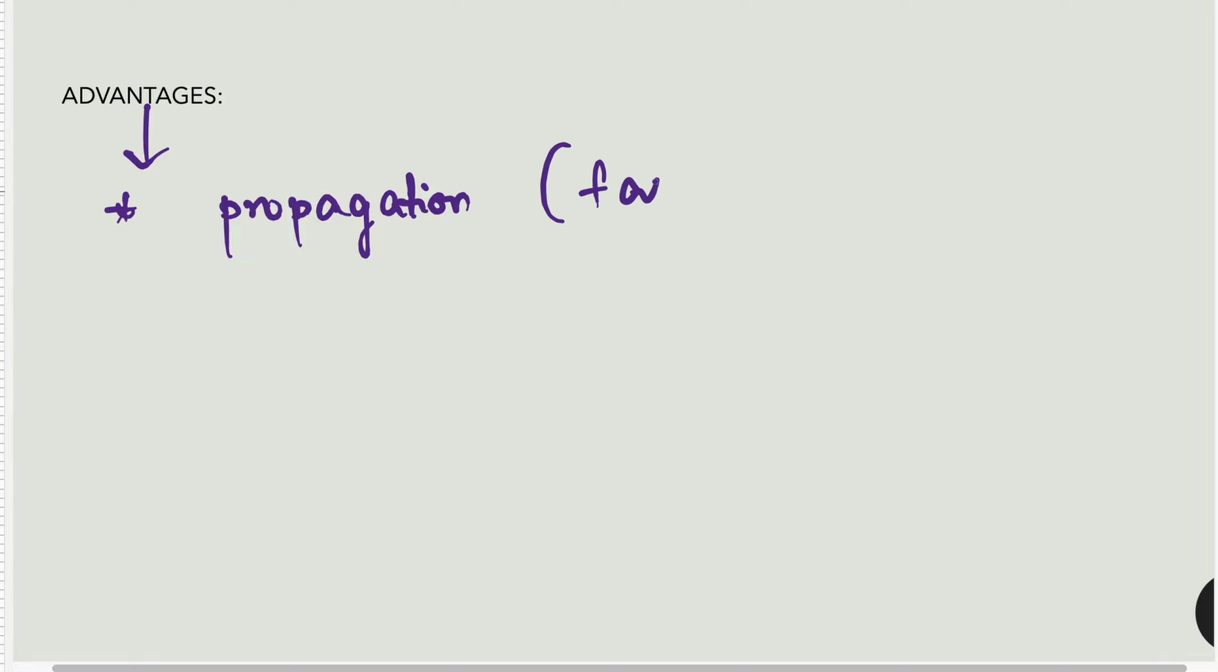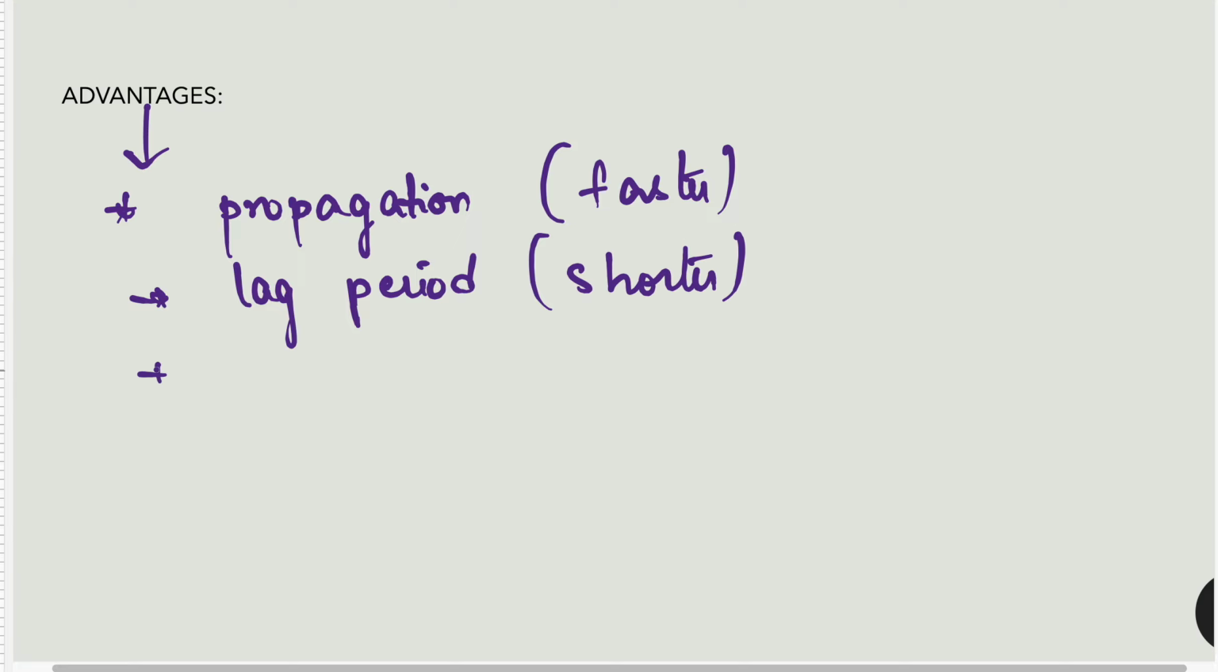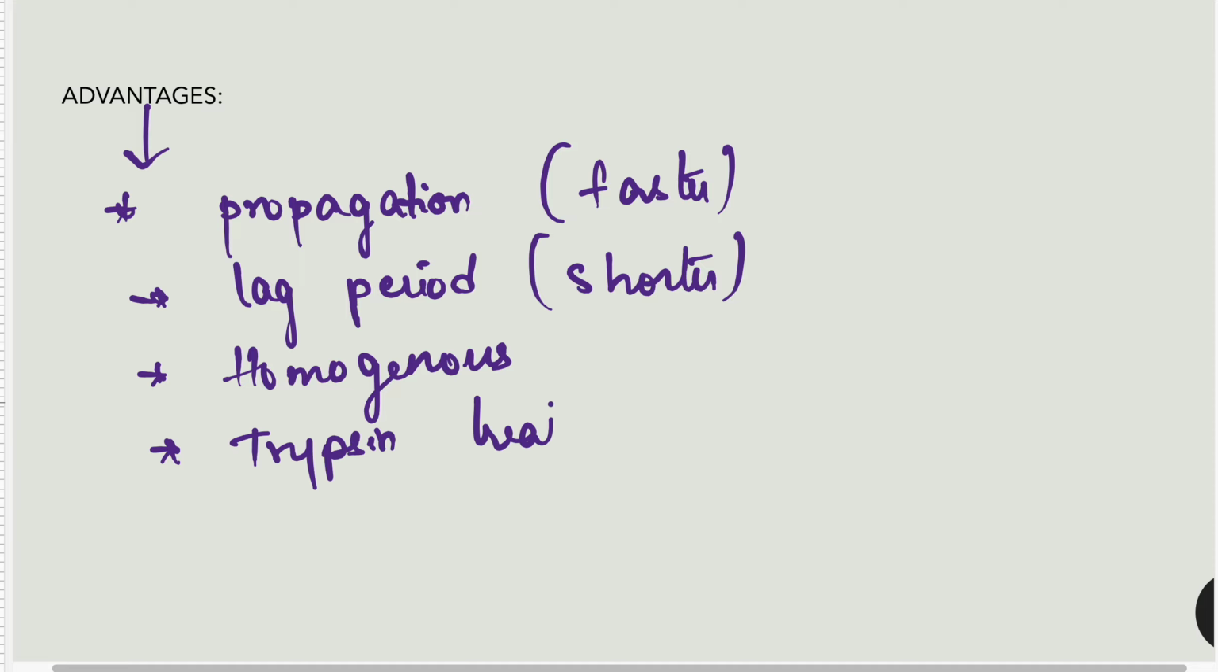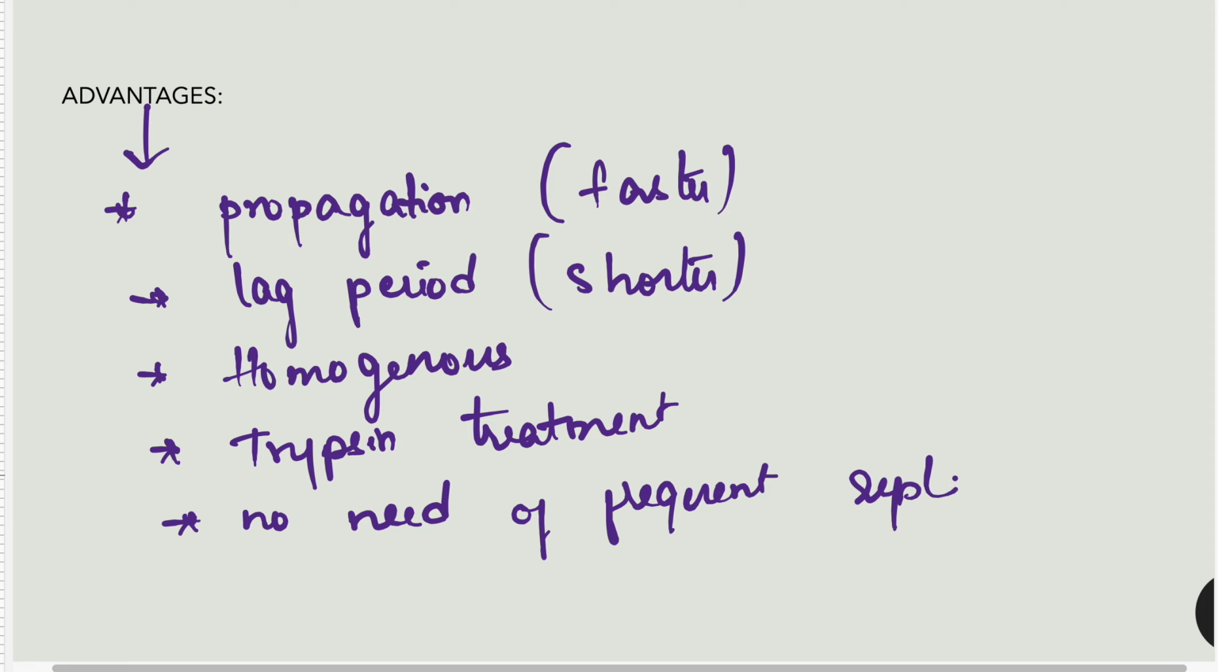Next we will see the advantages of secondary cultures. There are so many advantages in this. Propagation is faster. The process of propagation, meaning division, is faster. Next, the lag period is also shorter. We need more log phase, so the lag period is shorter. Next, it results in a homogeneous suspension of the cells, and trypsin treatment is not required here. So it reduces time. No need for frequent replacement of medium. There is no need to change the media regularly.